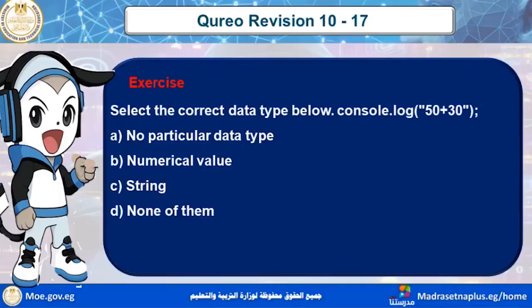Let's take an exercise. Select the correct data type below. console.log 50 plus 30. It is a string, right?